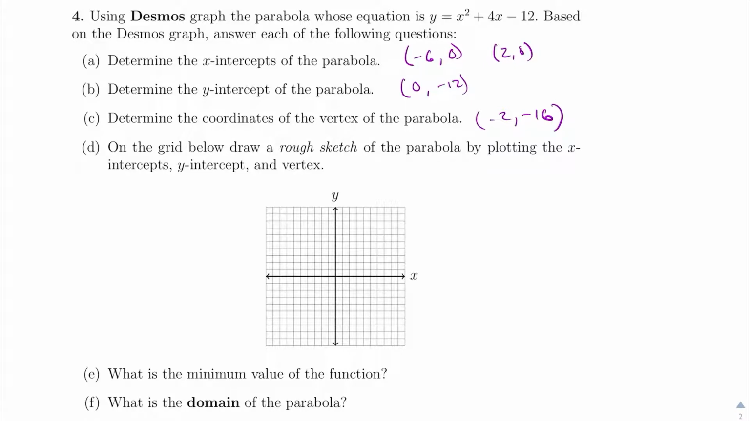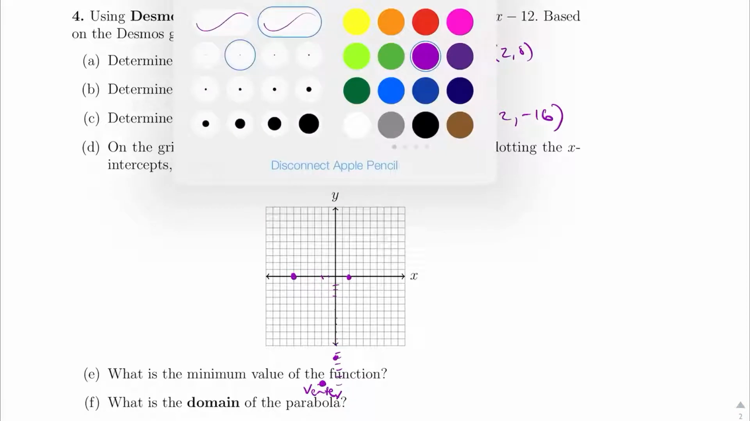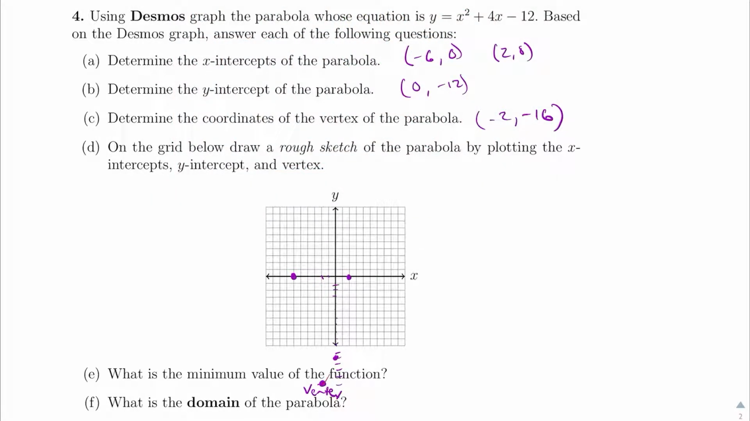And I realize I don't have enough tick marks, so I'm just going to improvise. Back 2, down 1, 2, 3, 4, 5, 6, 7, 8, 9, 10, 11, 12, 13, 14, 15, 16. Sorry about that. So we'll put our vertex there. We've got our y-intercept at -12. You could have rescaled your axes, I guess, to make things better. (2, 0) and (-6, 0). And now we've got our parabola going through here and through here, perfectly symmetric across the vertex.